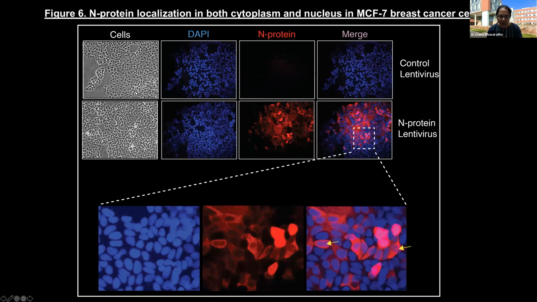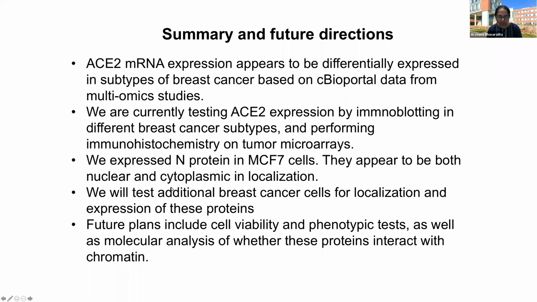And when we look at this via immunofluorescence, blue represents the nuclei, the red is the N protein. When we zoom in on some of these cells, we can see expression is both nuclear as well as cytoplasmic. So this is very exciting. And we are looking forward to using these cells to test for RNA expression, transcriptomics, in other words, as well as chromatin accessibility to see how expression of N protein affects the epigenome.